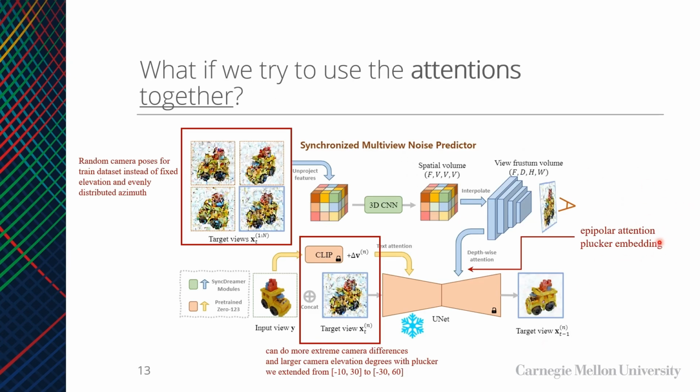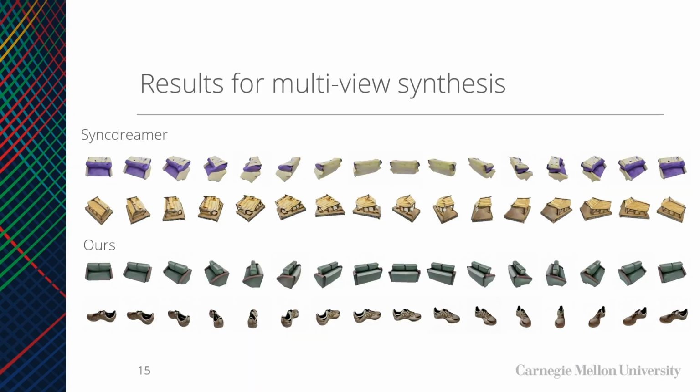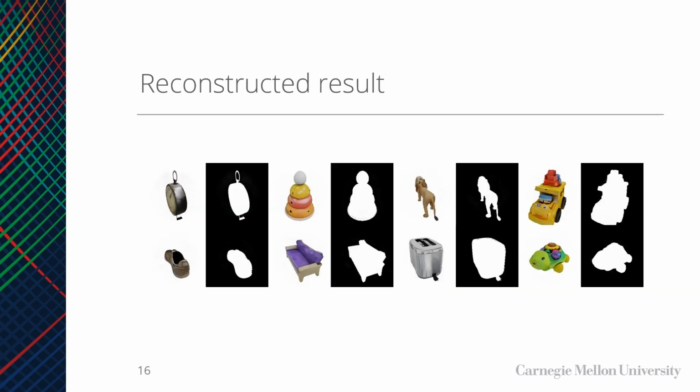The epipolar attention and Plücker embeddings are concatenated to the cross attention here, and we now have flexible camera poses with elevations from minus 10 to 30 and minus 30 to 60 degrees, and our dataset also has random poses and is not fixed. As for results, as you can see, SyncDreamer, our baseline, at an elevation of 70 degrees is very inconsistent in the generated views, but ours is way better, although we haven't fine-tuned for many epochs and our data is way smaller. This is the reconstructed result with the 3D reconstruction methods.